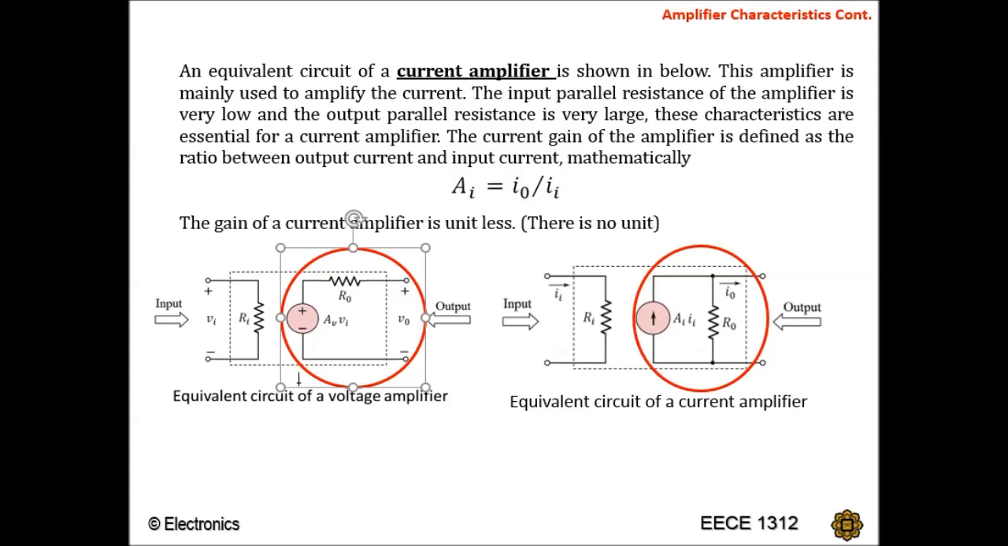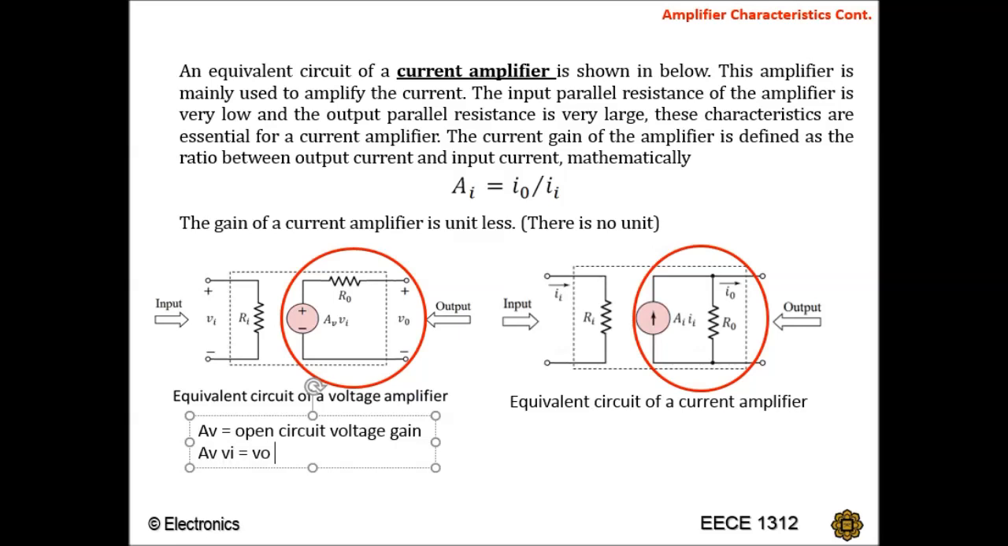So last week I informed you that Av is referred to as the open circuit voltage gain. Okay, open circuit voltage gain. And why is it called open circuit voltage gain? Because AvVi will be equivalent to V out when the output terminal is open circuit.